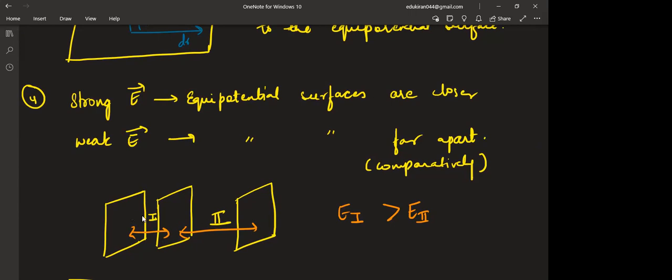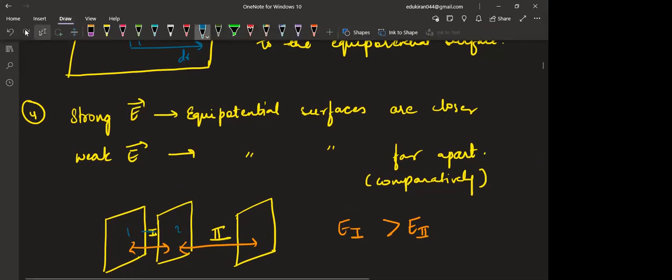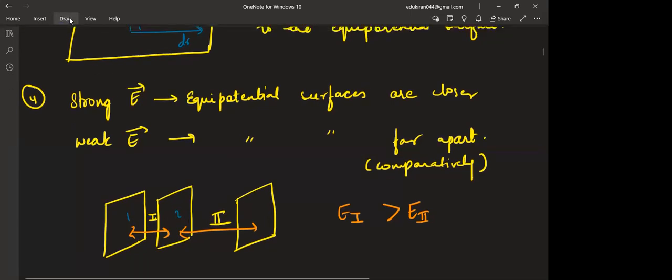So in this space, 1 and 2 are very close to each other, right? So the electric field in this region is stronger, whereas between 2 and 3, if you look, the space is wider. So the electric field in this region is less. Why? What is the logic? The reason is that when you put in the formula E is equal to minus dV over dr, your electric field is inversely proportional to the distance.